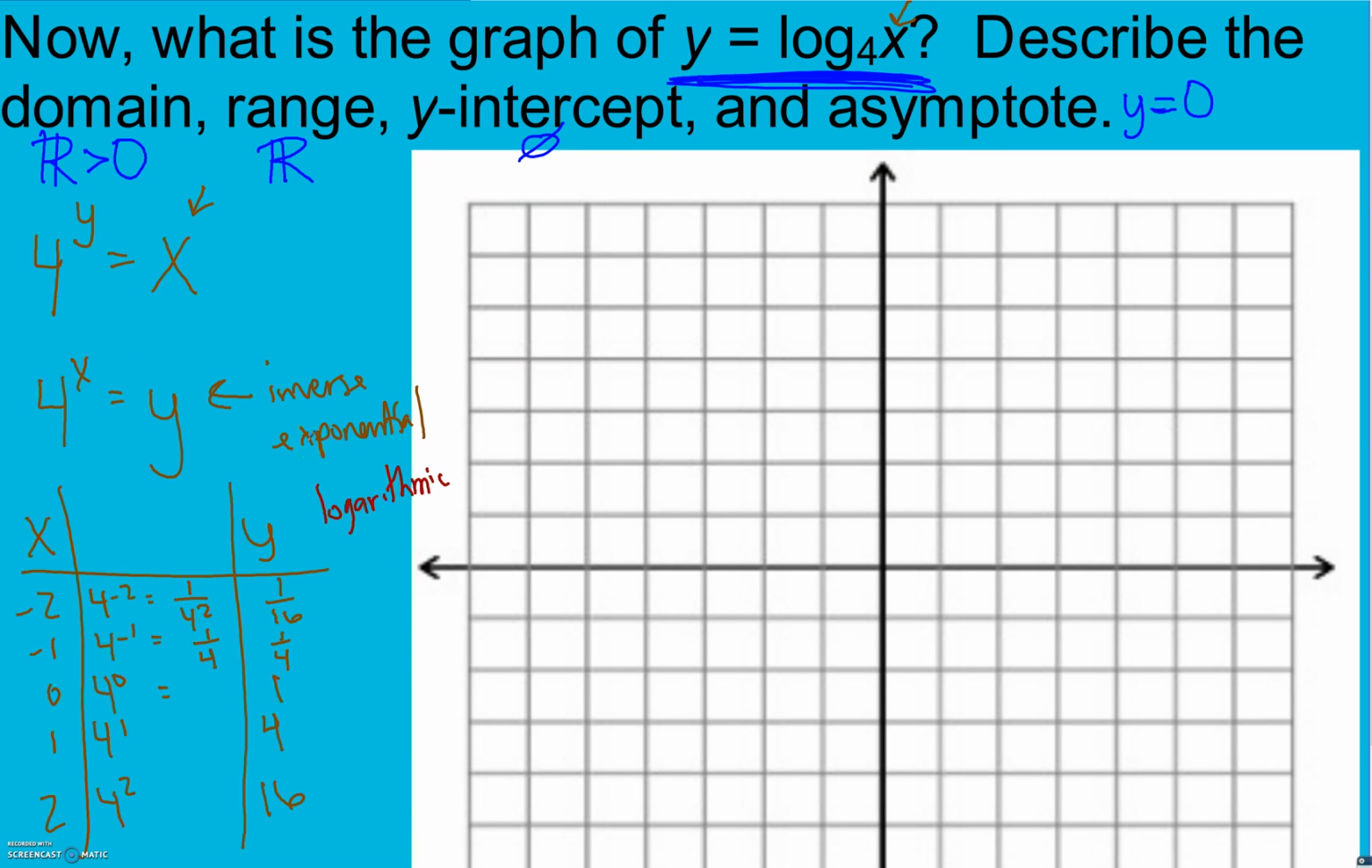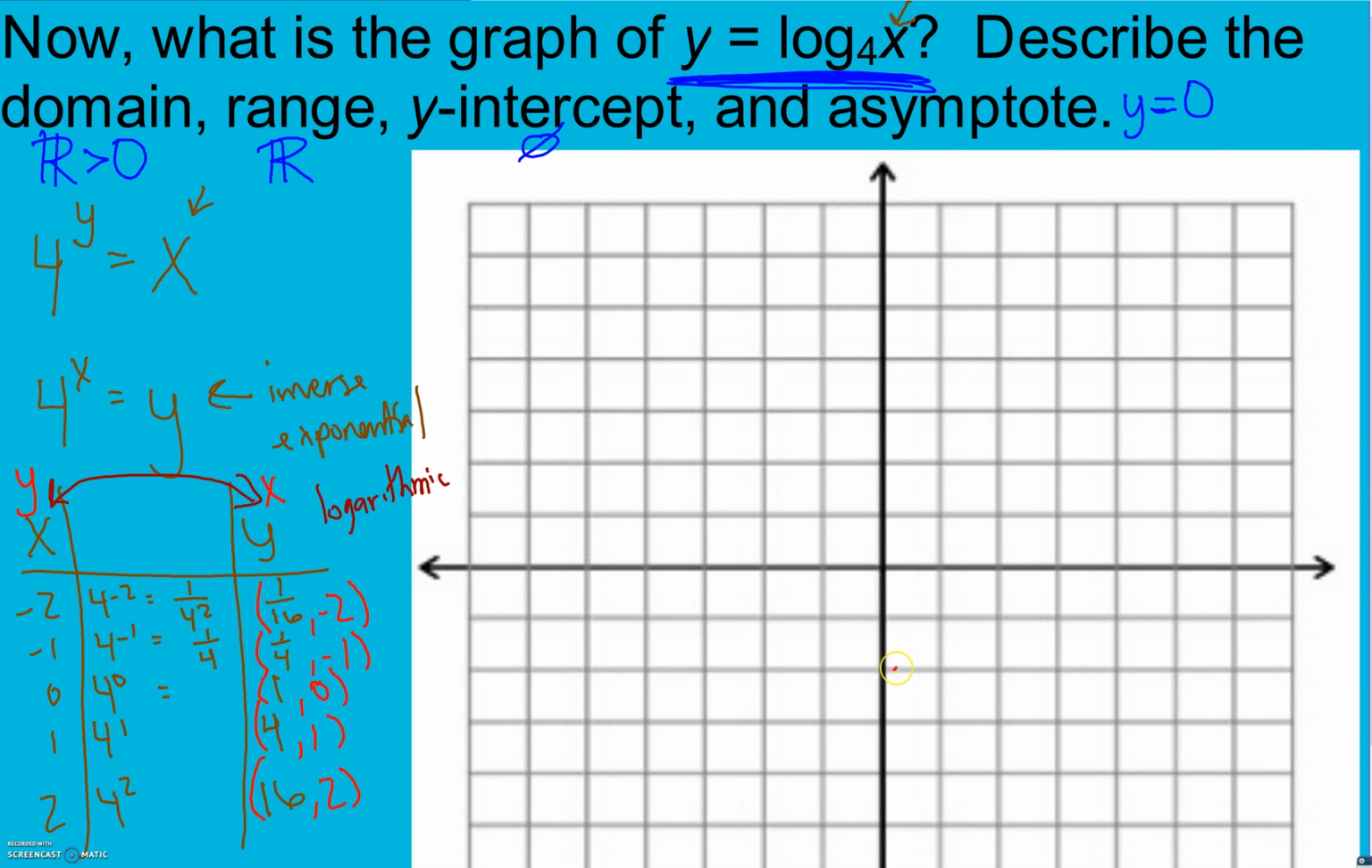Means I need to take the inverse. So I'm going to swap my x's and my y's. Now I'm going to have y's where I had x's and x's where I had y's. So my points are going to be (1/16, -2), (1/4, -1), (1, 0), (4, 1), and (16, 2).